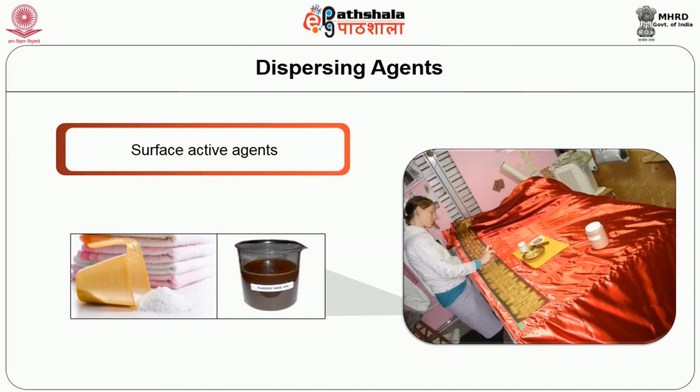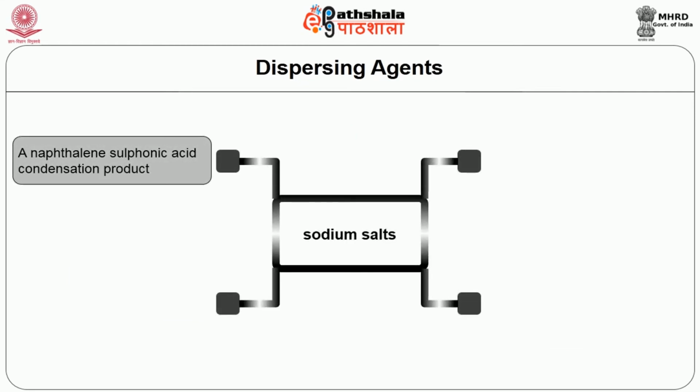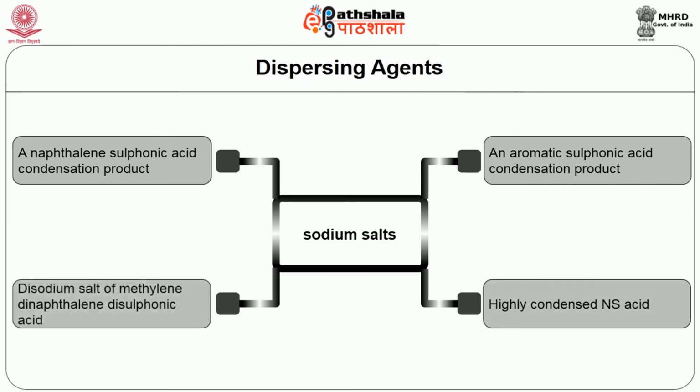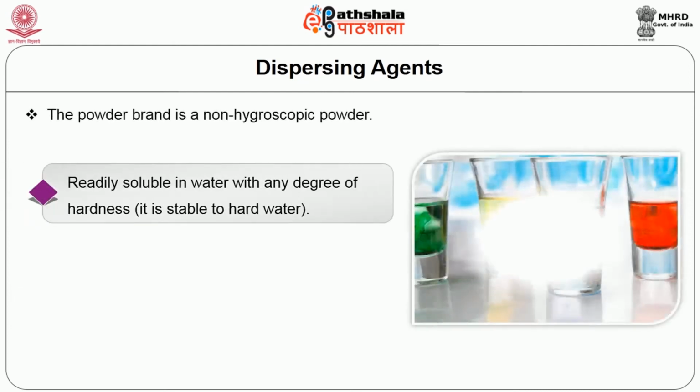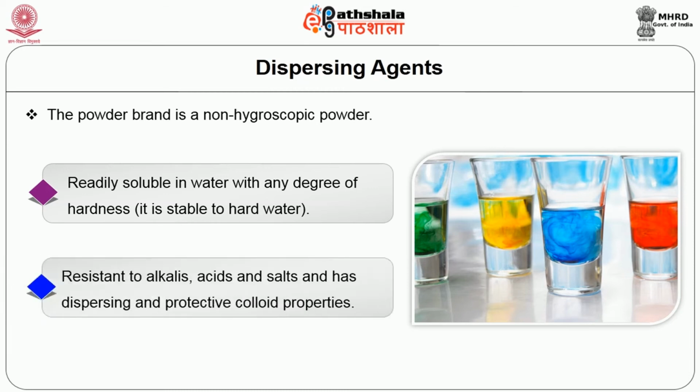Soap powder, turkey red oil, alkali sulfates, alkyl aryl sulfonates, sulfated fatty esters, etc. are some surface active agents which are recommended as dispersing agents in disperse dyeing. Dispersing agents are described as sodium salts of any of the following: a naphthalene sulfonic acid condensation product, an aromatic sulfonic acid condensation product, highly condensed NS acid, disodium salt of methylene dinaphthalene disulfonic acid, etc. These are available in the form of yellowish brown powder, light beige colored powder, dark brown mobile liquid, and so on. The powder brand is a non-hygroscopic powder that is readily soluble in water with any degree of hardness.